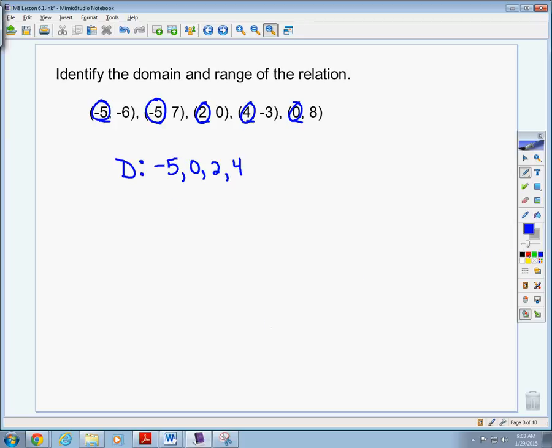Now range is a set of all the outputs, in this case our y values. Again, write them in order, no repeats. So our smallest output is a -6, then -3, 0, 7, and 8. Again, don't overthink this. We're just trying to get used to new terminology. Because later on in graphs, later on in math, you'll be looking at a graph and you'll be asked to identify the domain. You have to understand that the domain is your inputs. The domain is the x values. And likewise, the same will be said about the range.